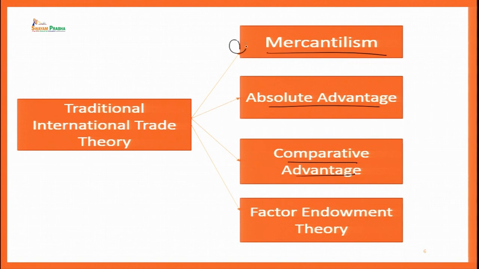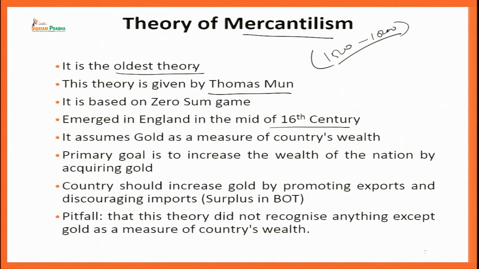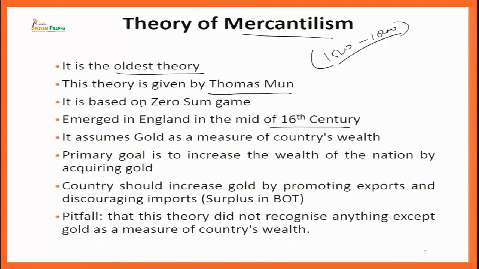Now let's begin with the first theory, that is mercantilism. This theory of mercantilism was given by Thomas Mun in the mid 16th century, and it ranged from 1500 to 1800. It kept on existing from 1500 till 1800. It is one of the oldest theories. Since human civilization began, I think this theory was in practice. It is based on zero-sum gain. This theory, which was given by Thomas Mun, is based on what? Zero-sum gain. Now, what is zero-sum gain?